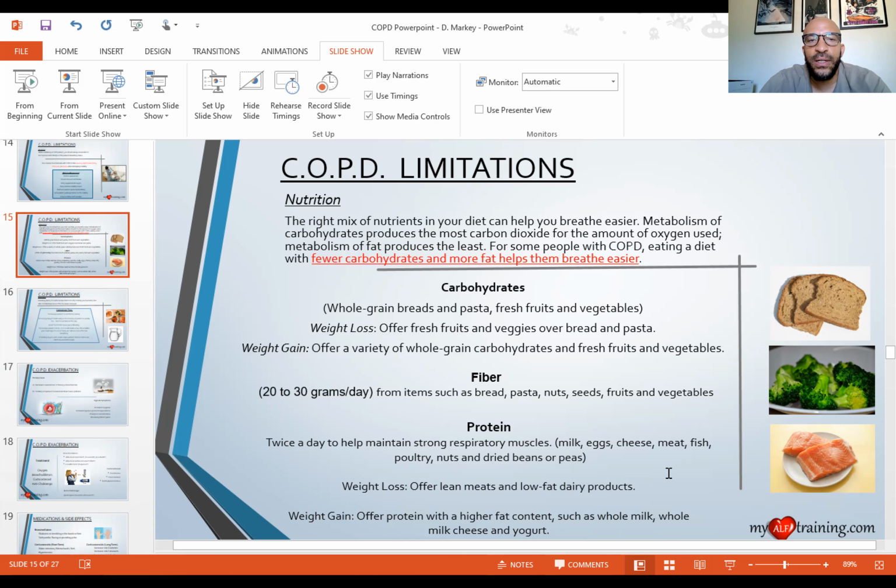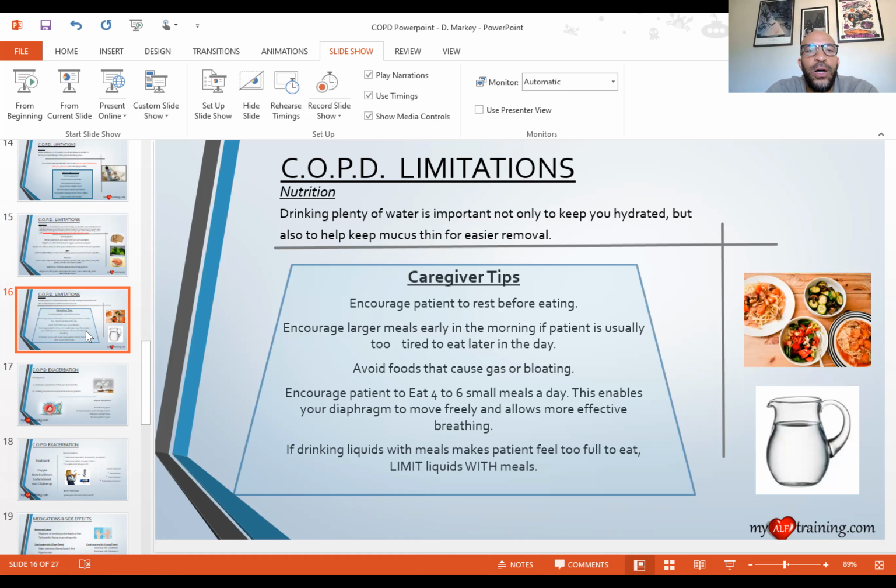Okay. Now, nutrition again, we talked briefly about this before, but drinking plenty of water is important because it keeps the patient hydrated, but also it helps to keep the mucus thin, which will help the patient with their coughing, and it'll be easier for them to expel the phlegm when they need to.